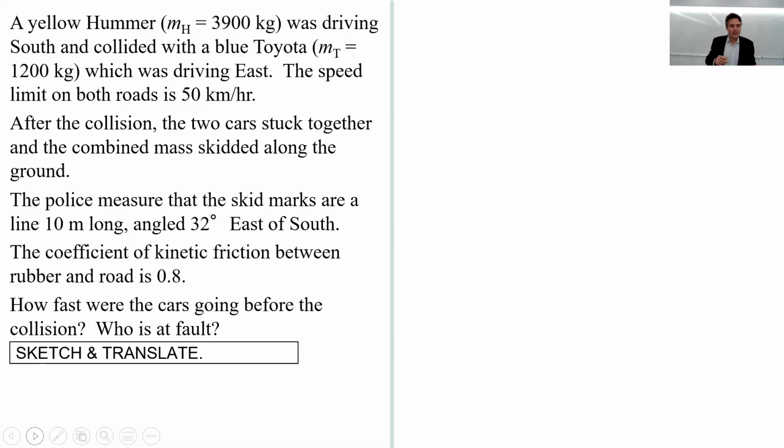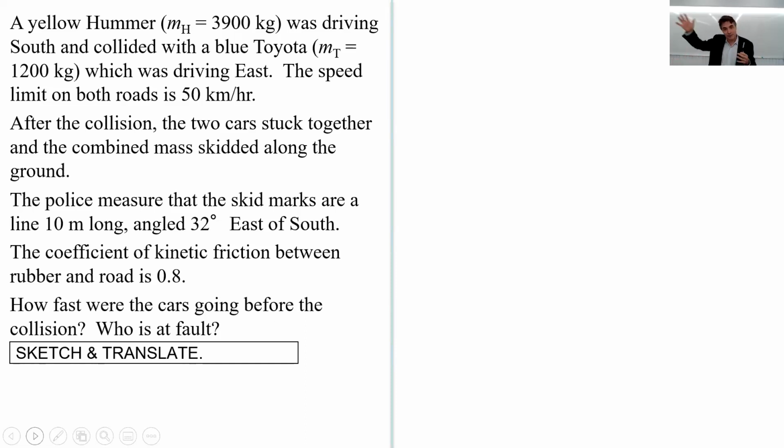So this is an idea that you are a police officer and you've just arrived at a crash site and you're investigating. Maybe you're a detective. What happened was, you know that there was a yellow Hummer with a mass of 3,900 kilograms. It was heading southbound to an intersection, and it collided with a Toyota of mass 1,200 kilograms, which was driving east. And by the way, the speed limit in Toronto is 50 kilometers an hour. After the collision, the two cars stuck together and the combined mass skidded along the ground. So you got out your tape measure and actually measured the skid marks to have a length of 10 meters.